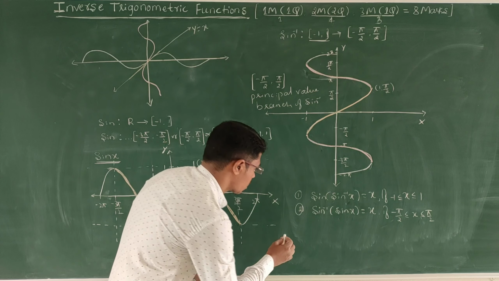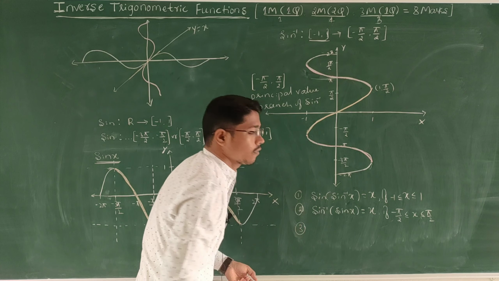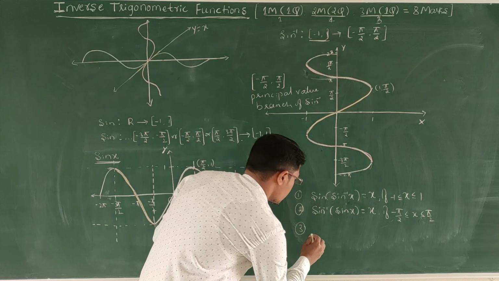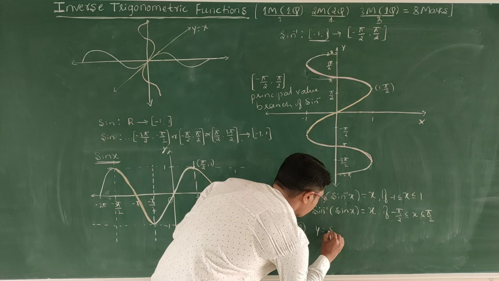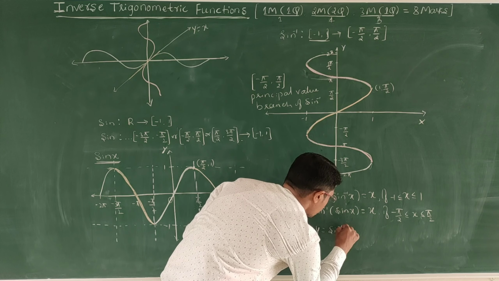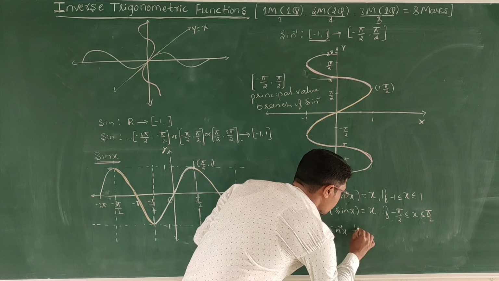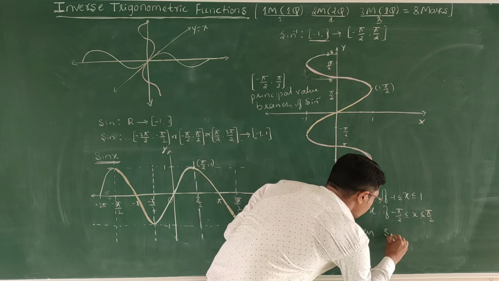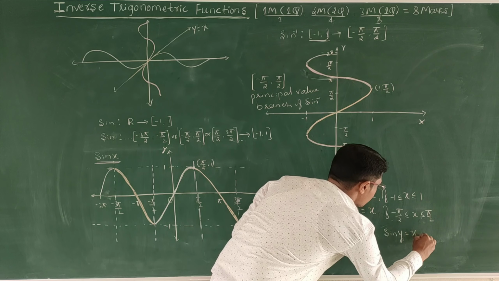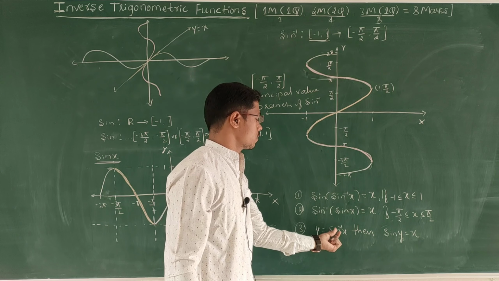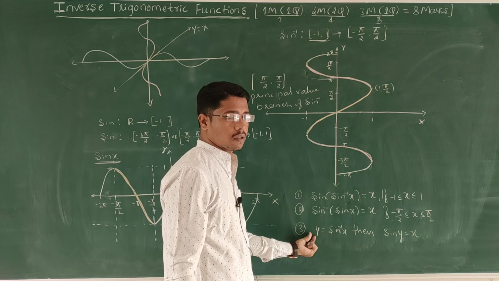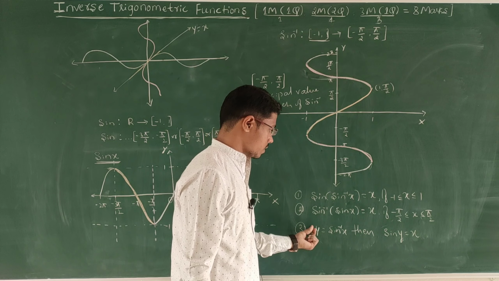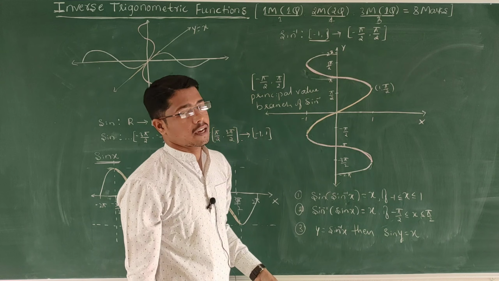And one more, the third note: if y equals sine inverse x, then we can write it as sine y equals x. So the sine inverse comes to this side and it becomes sine y equals x.